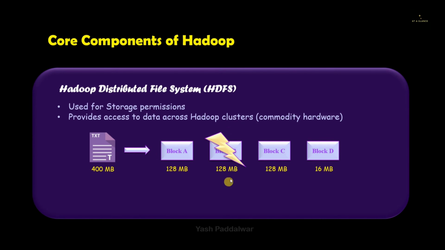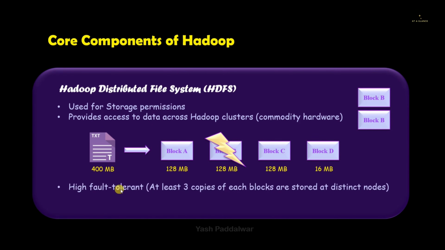Now what if one of the blocks crashes? In this particular case, you don't have to worry at all because there is a provision for this: at least 3 replicas will be made for each block. You can see that these replicas will be stored in different Hadoop clusters. So in case any of the blocks gets crashed or doesn't work, it can be easily recovered. So you can see that HDFS is highly fault tolerant because it stores at least 3 copies of each data block, and they are stored at different nodes.